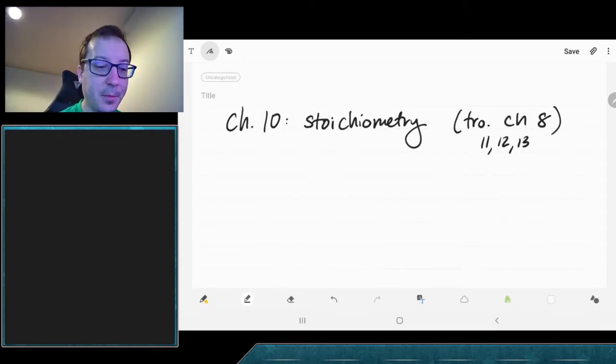What I've done is I teach the states of matter first. Tro teaches them after teaching stoichiometry, so he has put stoichiometry problems in those later chapters that relate to those specific phases. But since I've already gone over all the different phases, we're going to tackle it all at once here, because it's really the same exact procedure that we'll be doing this entire time.